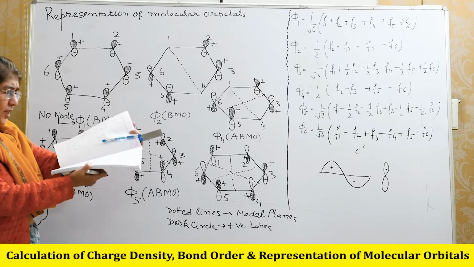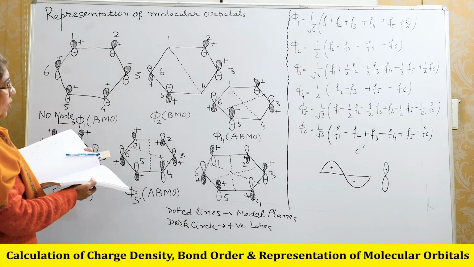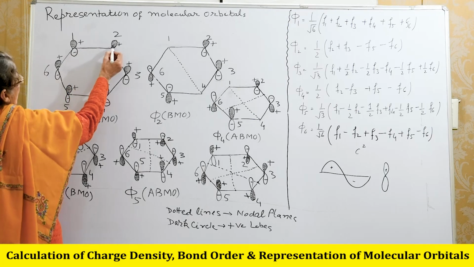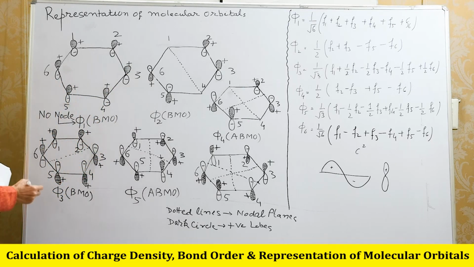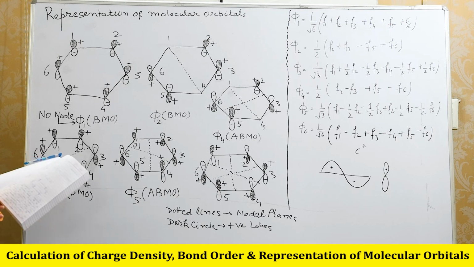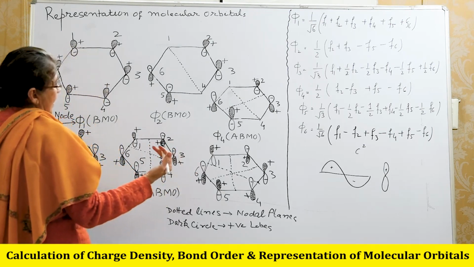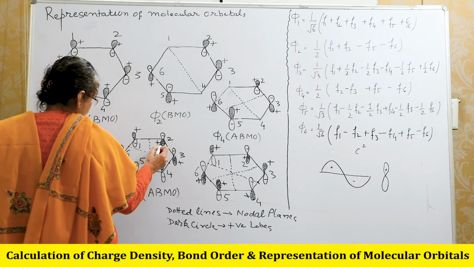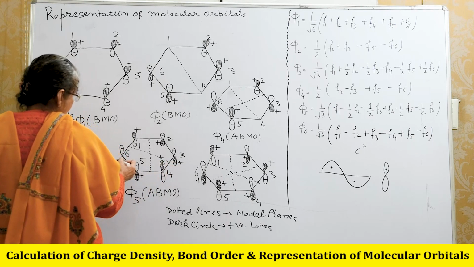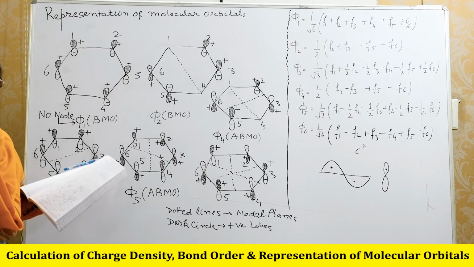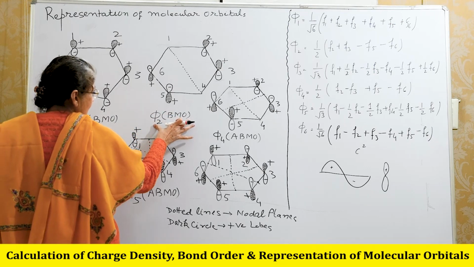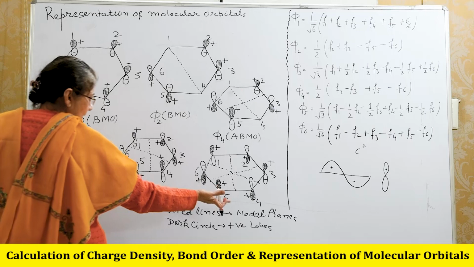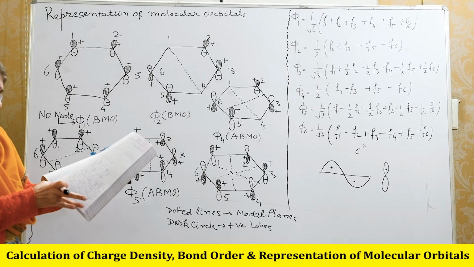And third, if these lobes are in phase, suppose these lobes are in phase, positive, positive, negative, negative, positive, positive, negative, negative. When these lobes are in phase, they give constructive interference, and when they are in opposite phase, they give destructive interference. And when they are in phase, definitely the bonding molecular orbitals are there, and when they are in opposite phase, then antibonding orbitals are there. This is the fourth point.